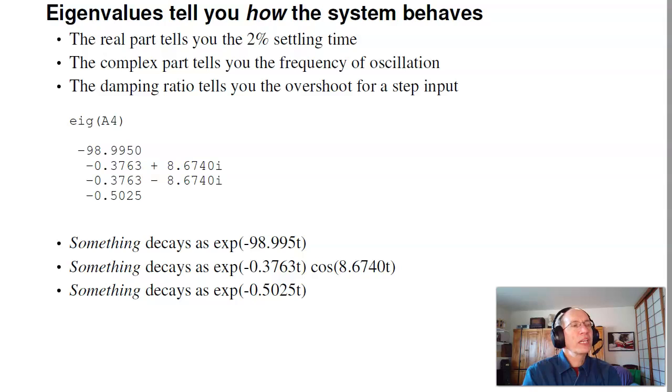But what eigenvalues don't tell you is what behaves that way. So we know that something decays at e to the minus 98t, something oscillates, and something decays at e to the minus 0.5t, but I don't really know what.